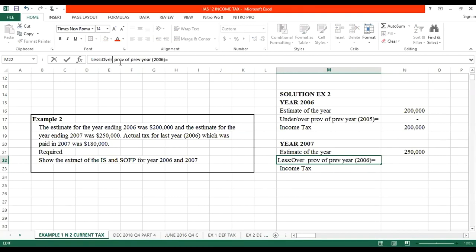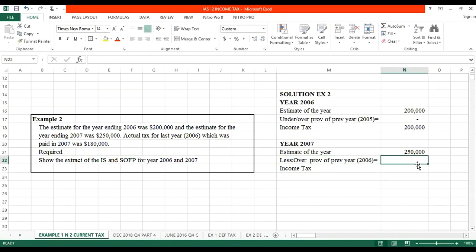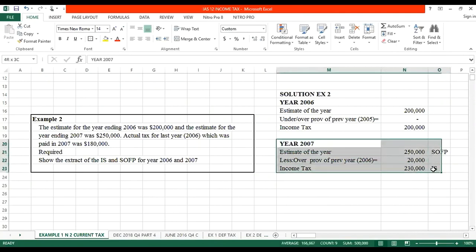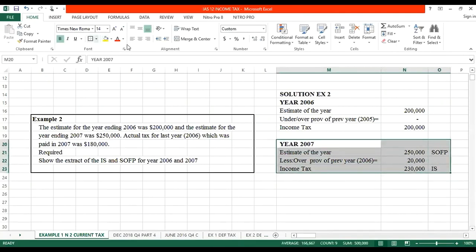So that is why I looked at example 2, because I knew it would be over. So if it is over provision, you deduct. How do you get the over provision? It is 200,000 minus 180,000. What does it give you? 20. So if it is over provision, it is 250 minus 20. What does it give you? 230. So we have said this is what goes to the statement of financial position, and that is what goes to the income statement. What goes to the statement of financial position? I've also given you what goes to the income statement.